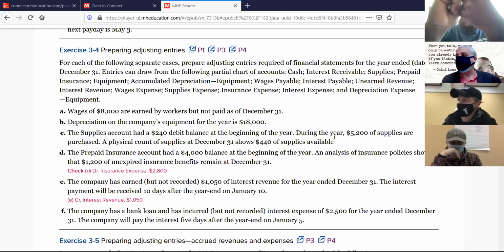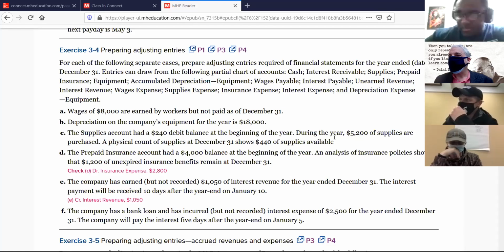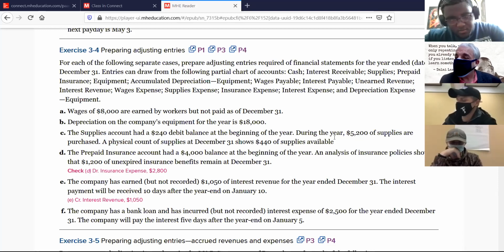I've already written a check. I've paid for them or I've gotten the bill for them. I've recorded them. That's a deferral. If I haven't written the check yet, if I haven't recorded it in my books, if I have to make an estimate, it's an accrual. So just to be clear on definitions, we've got accruals and we've got deferrals.